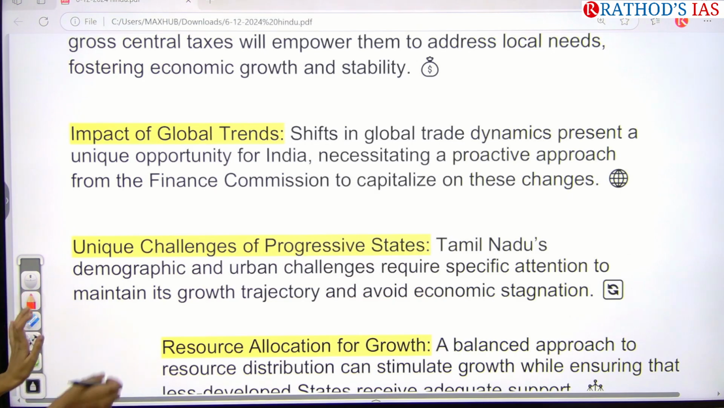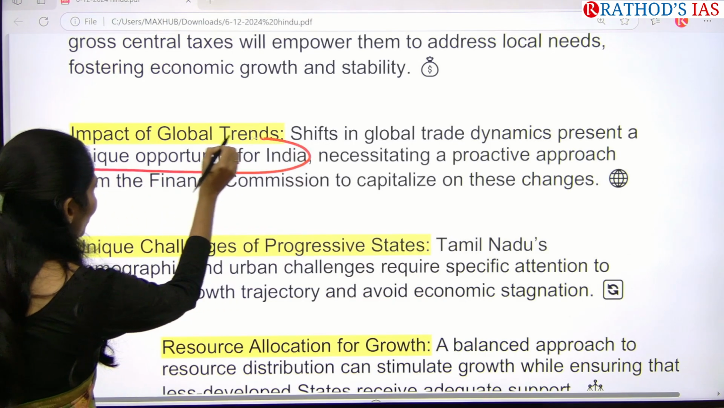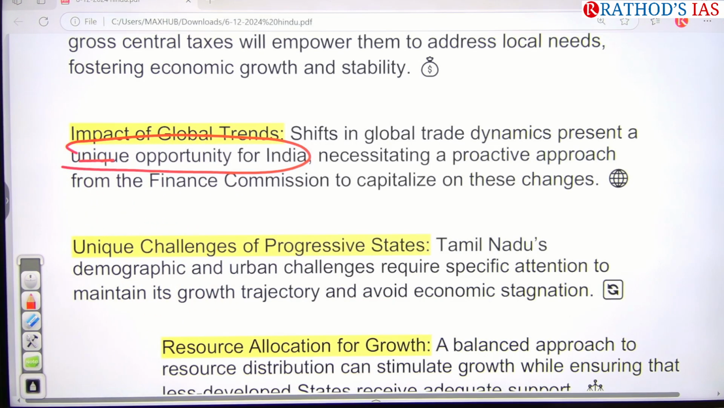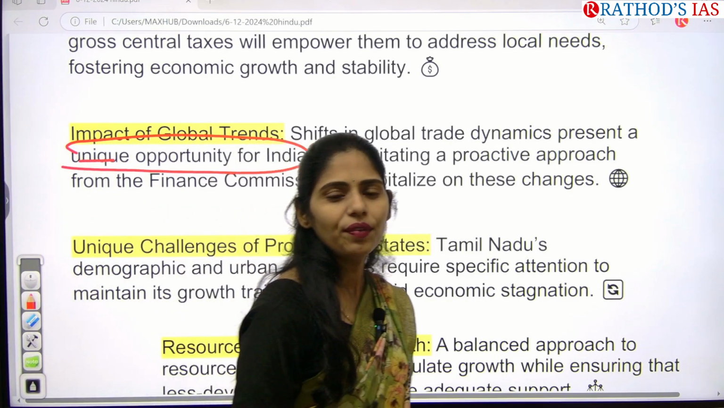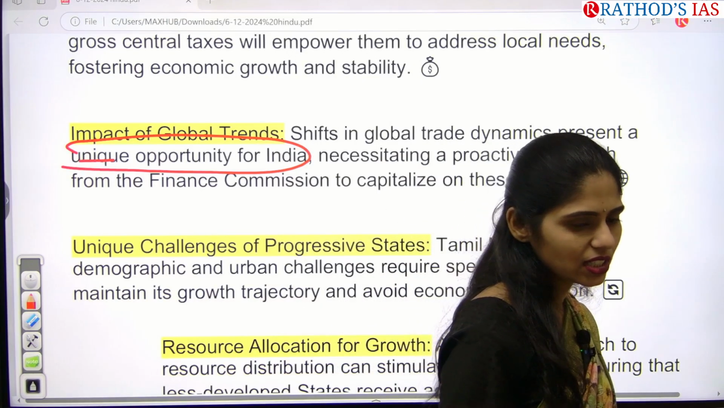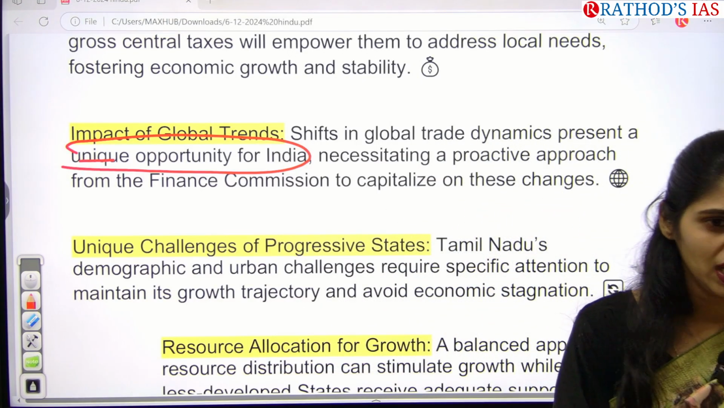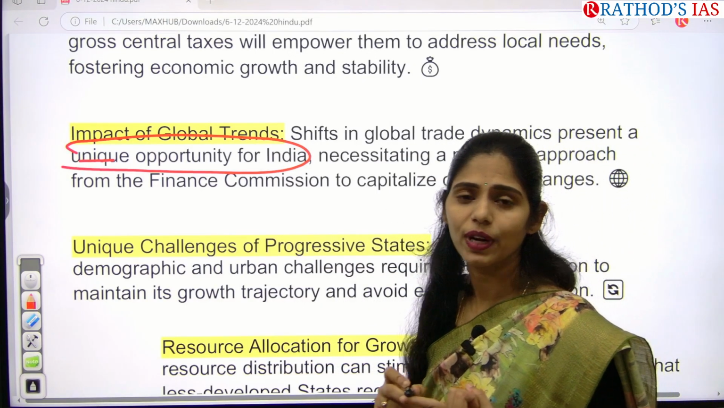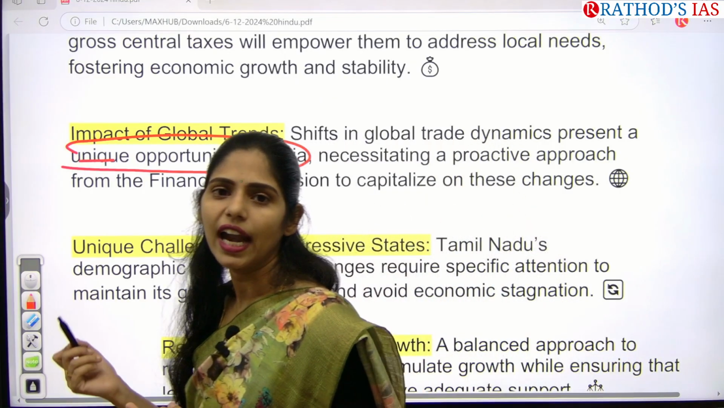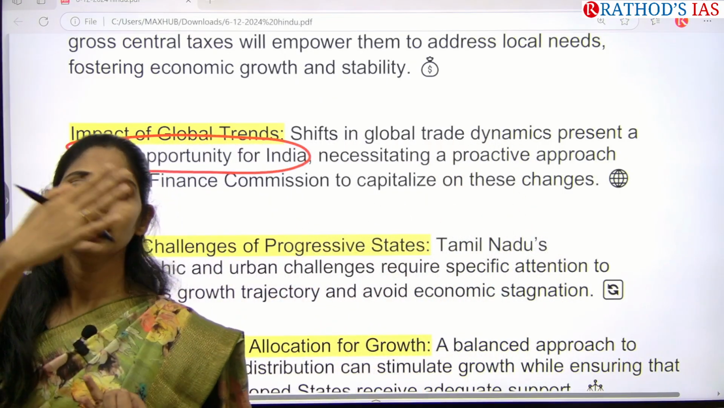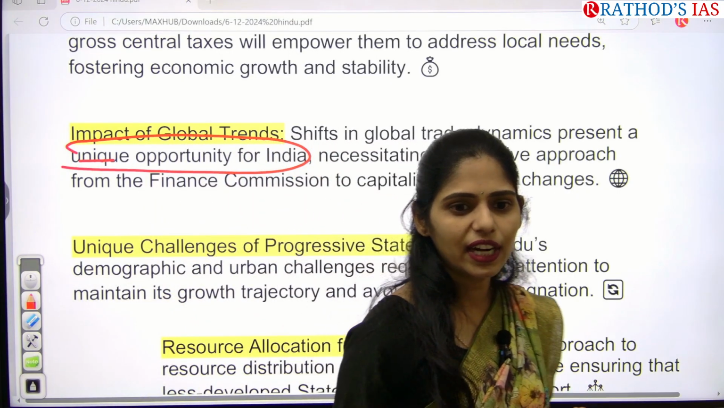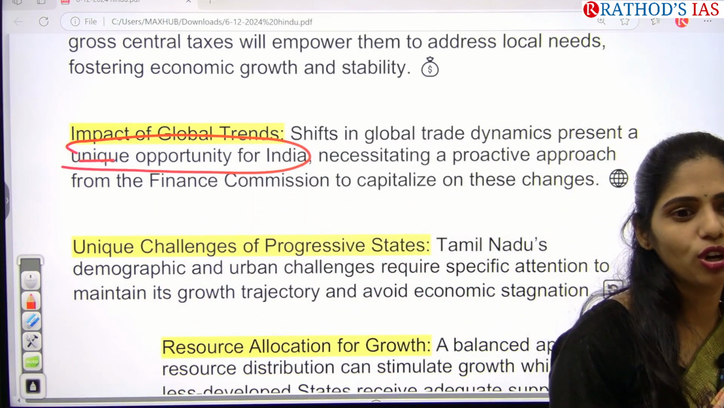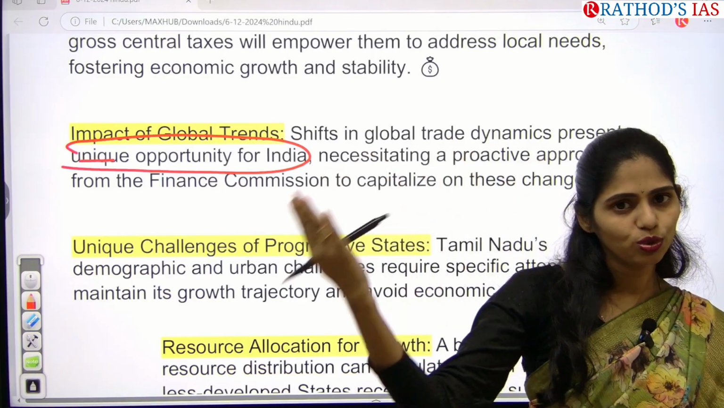Because of this, there is now a unique opportunity for India, so the Finance Commission needs to capitalize on these changes. For example, in the recent past there has been an increase in exports from our country and an increase in production because of production linked incentive schemes, and we are also exporting defense equipment to different countries like the Philippines, and 3 other countries are going to give a proposal for export of BrahMos to those countries.